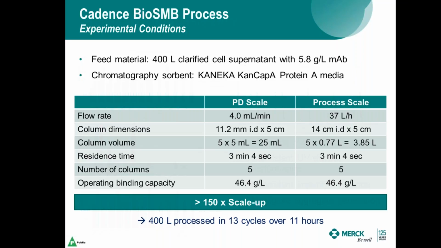Here again, we operated both of these scales at a residence time of about 3 minutes with a 5-column method and an operating binding capacity of just over 46 grams per liter. And just to highlight, this was 150 times scale up, and we were able to process 400 liters in 13 cycles over 11 hours. And the real accomplishment was that all of this work had been done in a 3-week time period, from receiving the small scale columns to processing the 400 liters through the system.